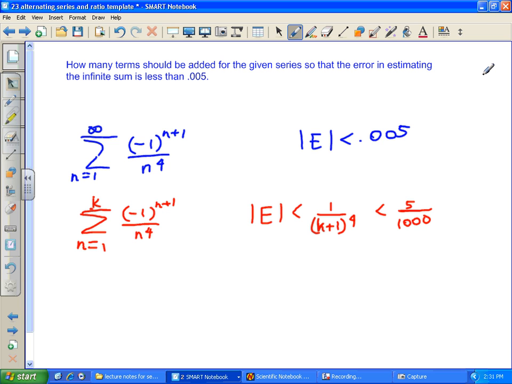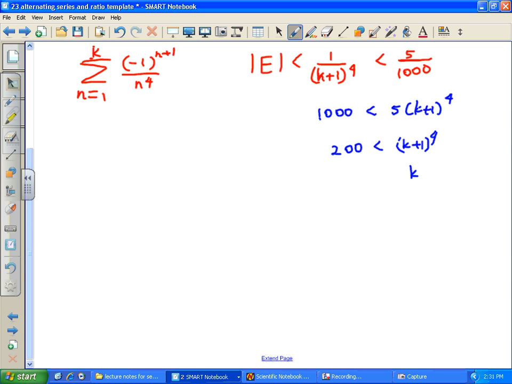Okay, to solve this inequality, I will cross multiply. So 1,000 is less than 5 times k plus 1 to the 4th. Divide by 5 both sides. So 200 is less than k plus 1 to the 4th. Take the 4th root of both sides. So k plus 1 is greater than the 4th root of 200, which happens to be 3.76, I believe. So we want k plus 1 to be greater than that. So k should be greater than 2.76 when we subtract 1 from both sides, and the first integer to satisfy that is 3. So if k is 3, it will satisfy the condition set by the problem. So that means add the first 3 terms.